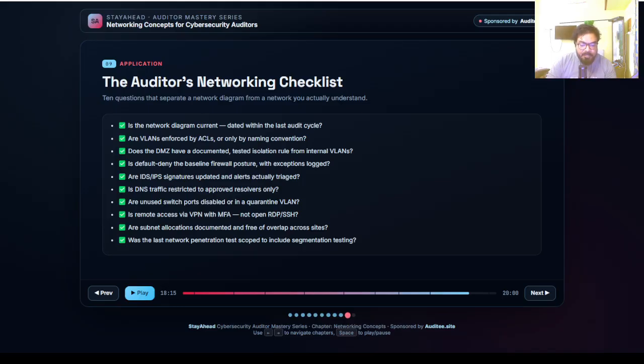Are subnet allocations documented and free of overlap across sites? And was the last network penetration test actually scoped to include segmentation testing, not just perimeter checks? Ask these 10 questions on your next engagement and you will surface gaps that a checklist only review would miss entirely.